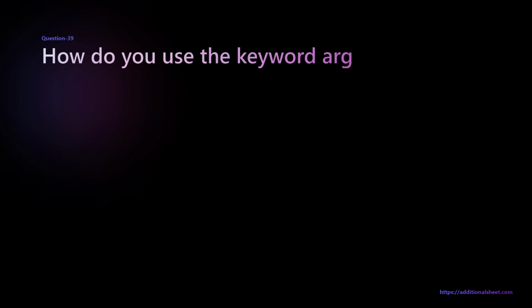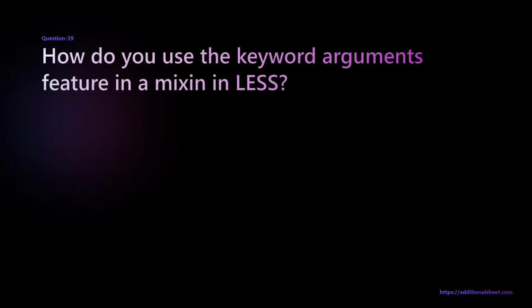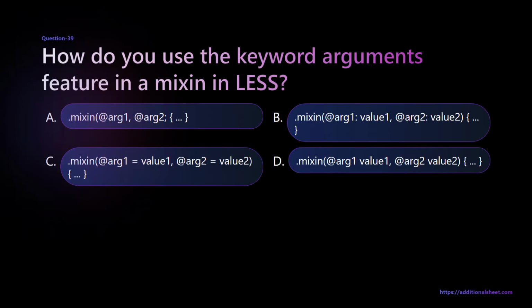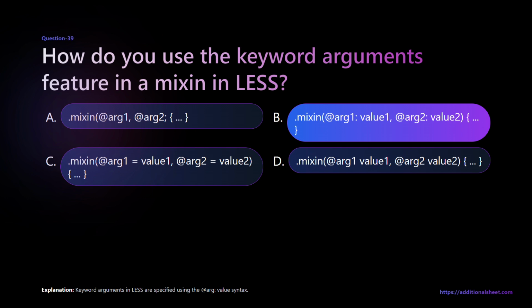How do you use the keyword arguments feature in a mixin in less? Option A, mixin arg1, arg2. Option B, mixin arg1 value 1, arg2 value 2. Option C, mixin arg1 value 1, arg2 value 2. Option D, mixin arg1 value 1, arg2 value 2. The correct answer is option B, mixin arg1 value 1, arg2 value 2.